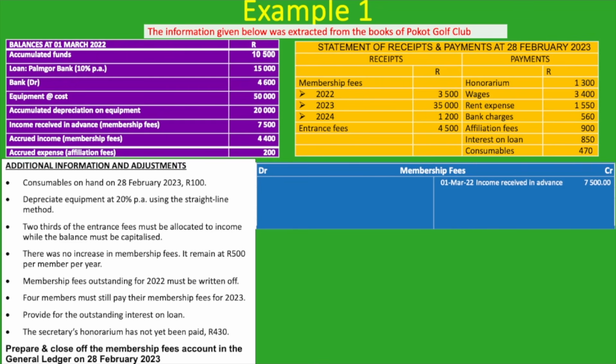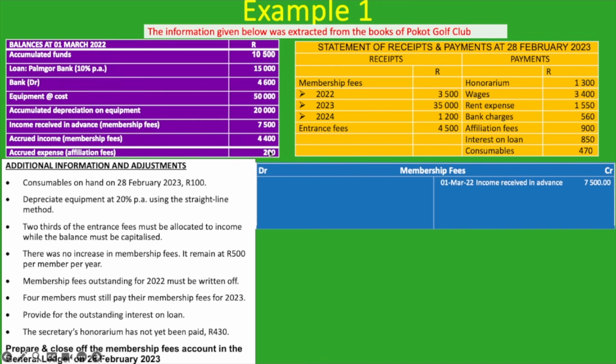Well, we would call it accrued income, right? Income that was due to be paid to us but was not paid by the members. Alright, so what are we going to do with that amount? We're going to put it on the debit side. So we look at what amount we were owed from last year. We look at accrued income at the beginning of this financial year, very important, and it has to specifically relate to membership fees. So you can see here on top we have accrued income, membership fees, 4,400.